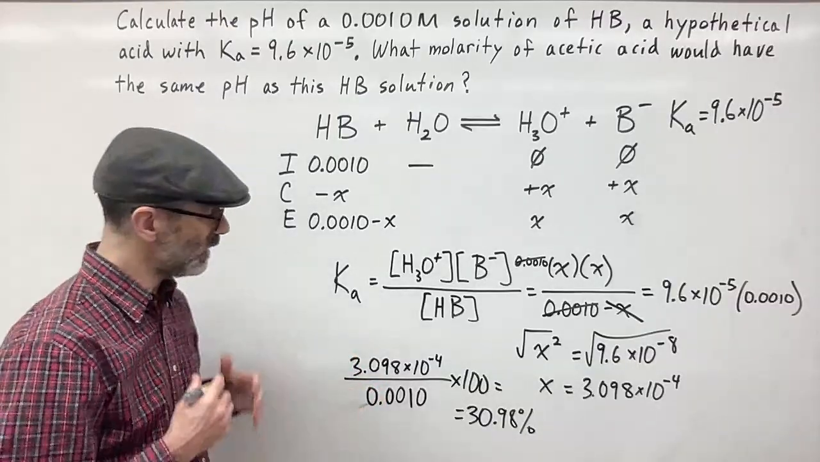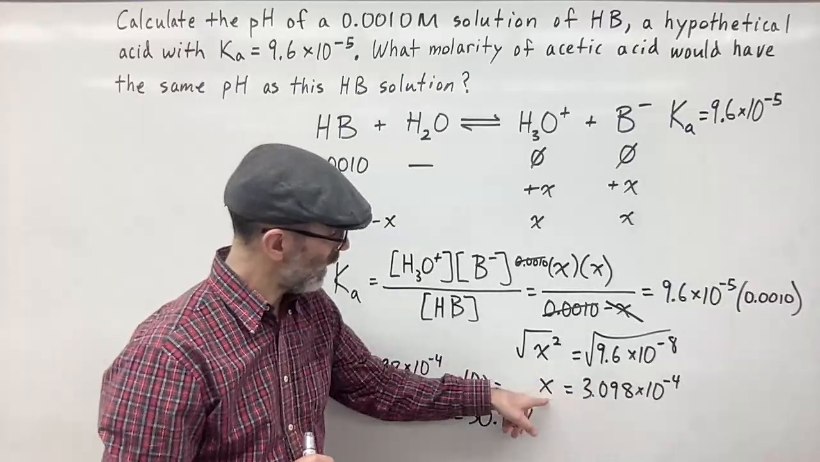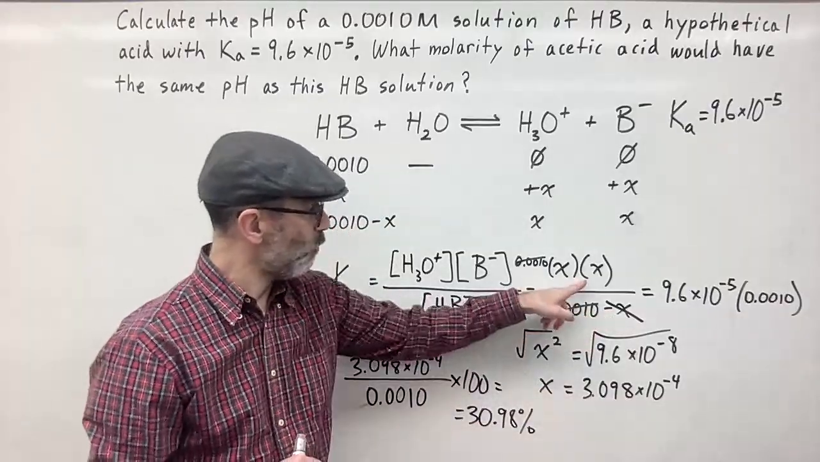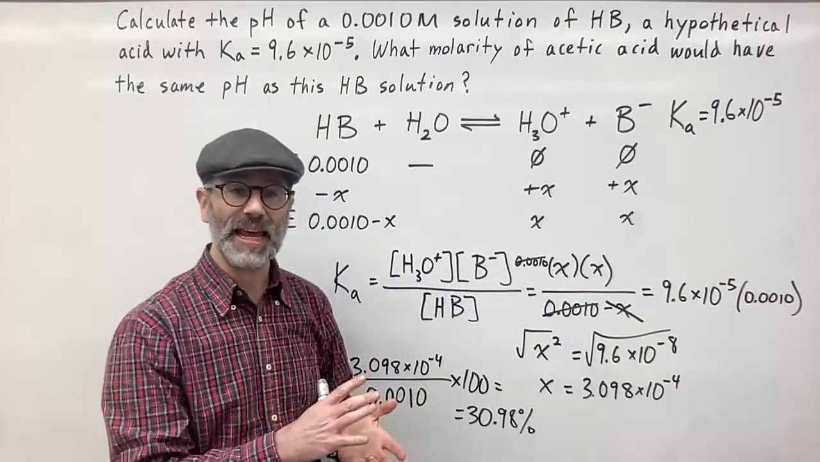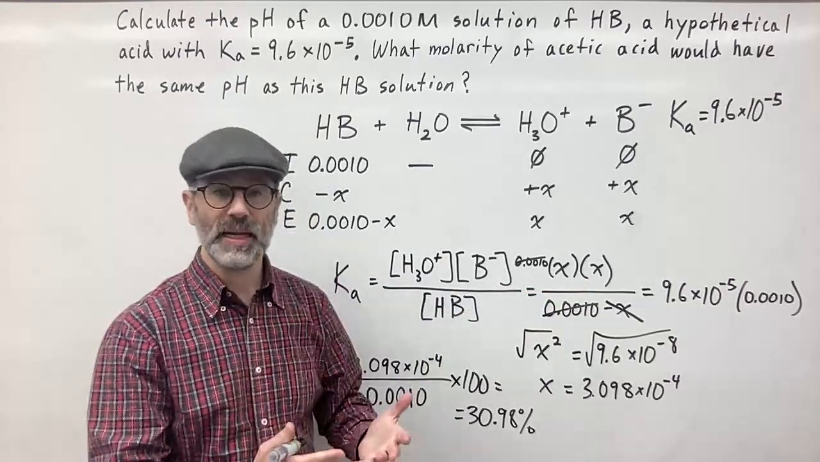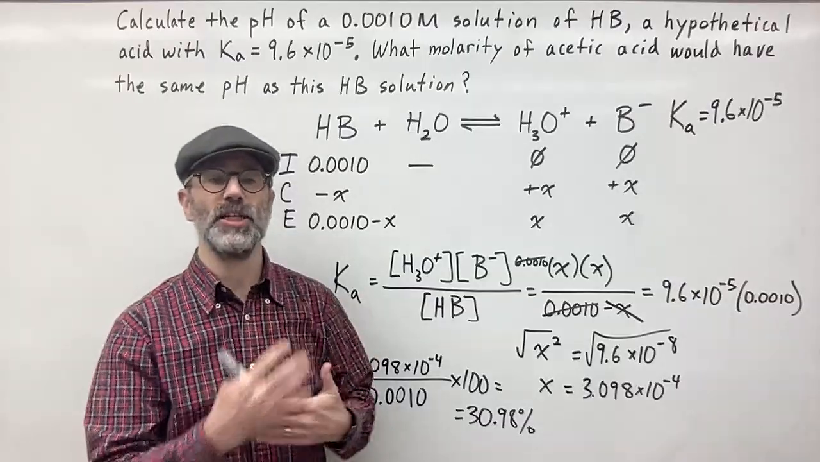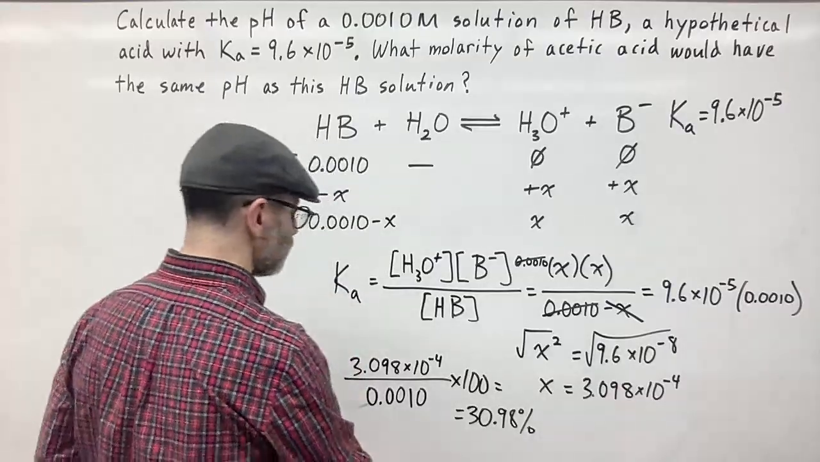The way that works is we take our x value here and we plug it in for x and we solve for x again. And we keep doing that until we get the same number repeated in succession. Once we get the repetition, then we know we've reached our x value. So let's go ahead and do that.